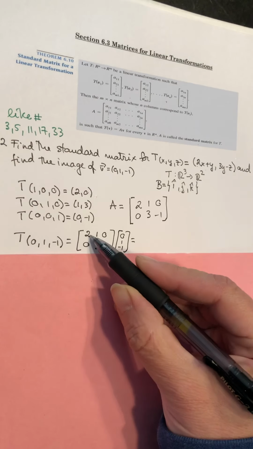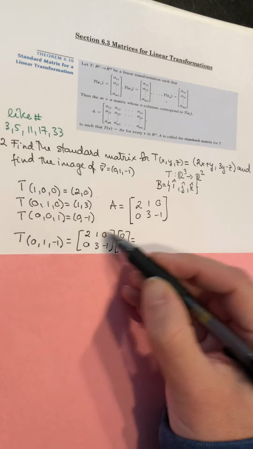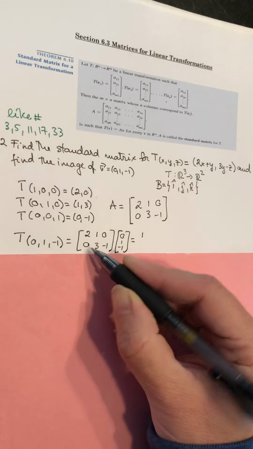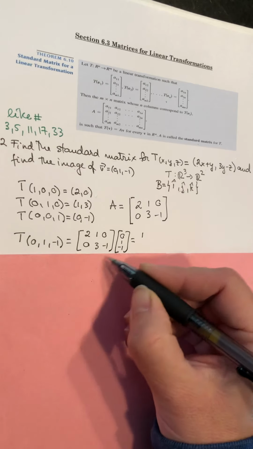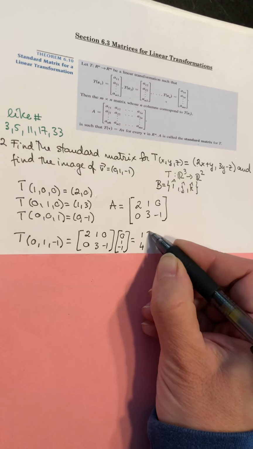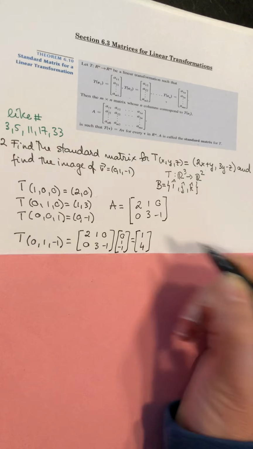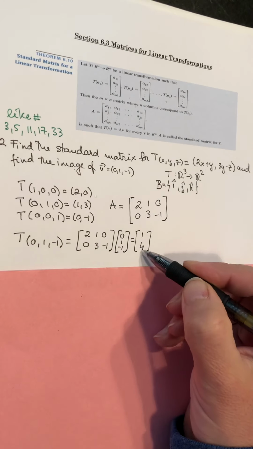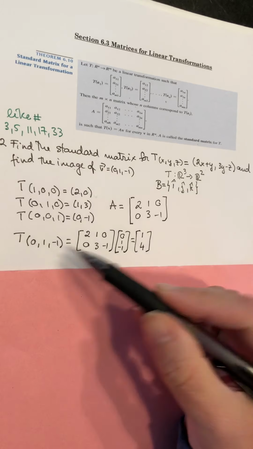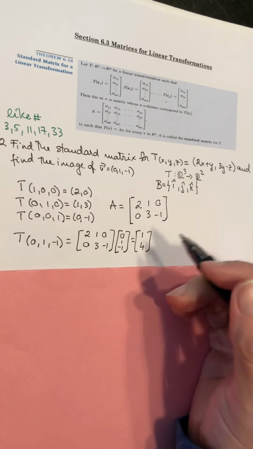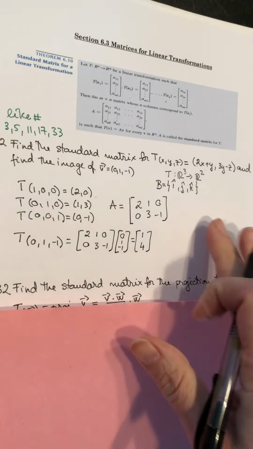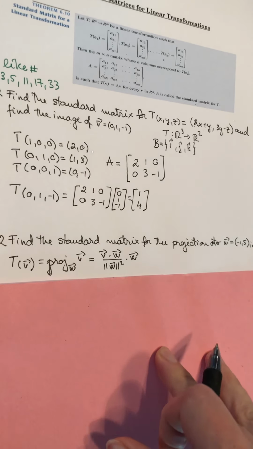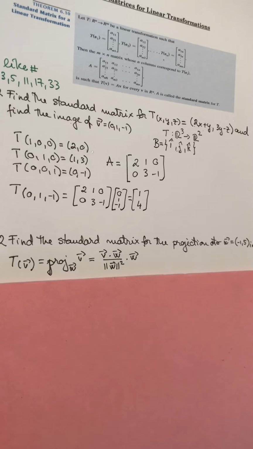And so my image is going to be 2 times 0 plus 1 plus 0, and then 0 plus 3 plus 1, that's 4. So this two-dimensional vector is the image of 0, 1, -1. All right, so let's look at a transformation that's a little bit more complicated.